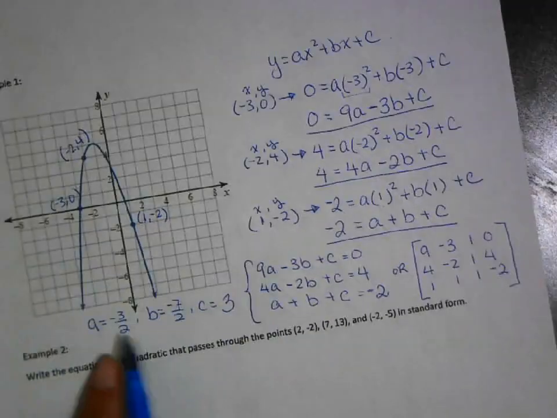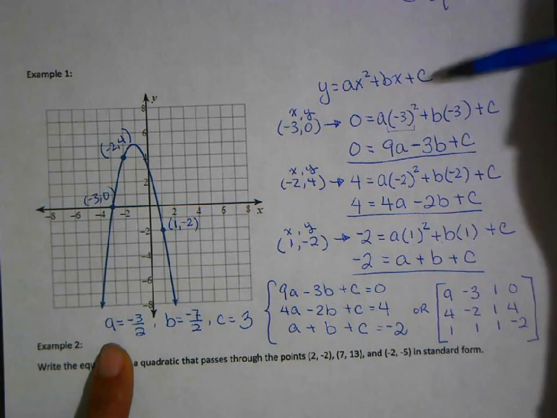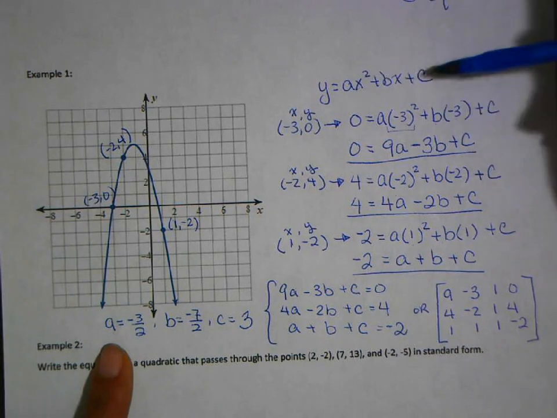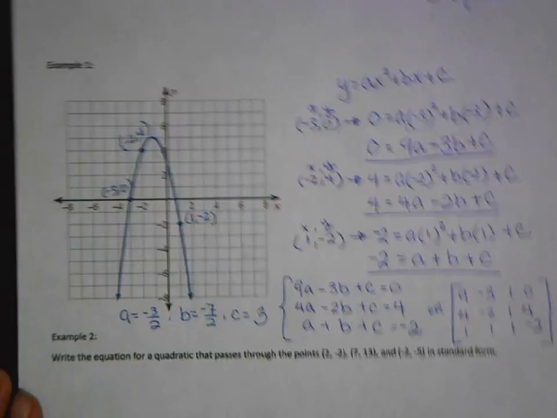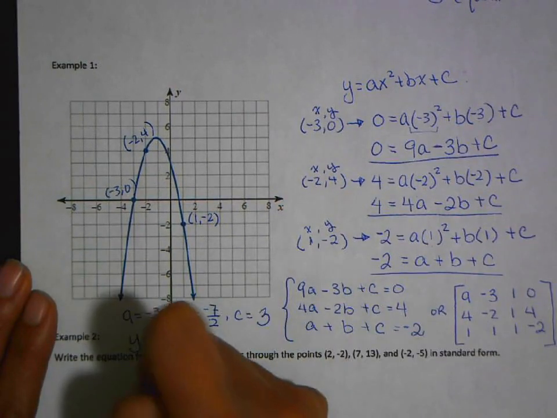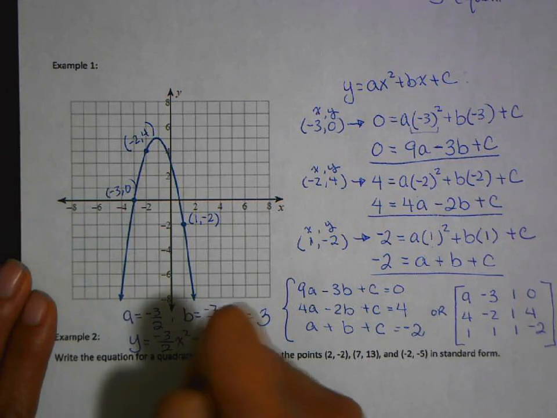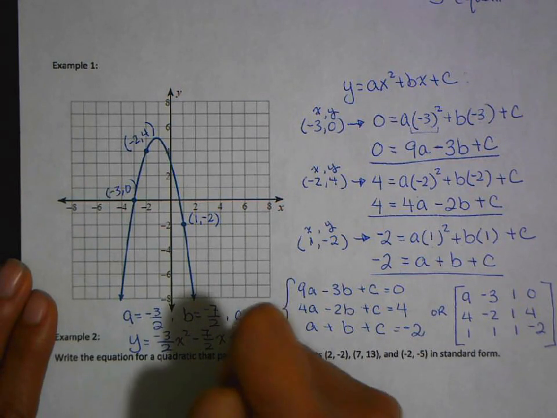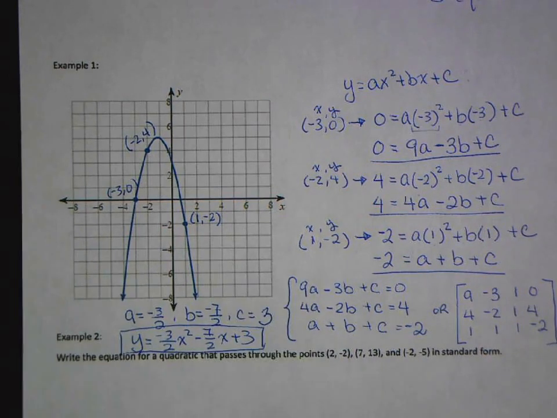Now that I have my A, B, and C, I can take these, go back up to my formula, the quadratic standard form formula, and plug in my A, B, and C into that equation. Remember, my x's and my y change back to my x's and my y. So final answer, y equals -3/2 x squared minus 7/2 x plus 3. That would be my final equation for this graph in standard form.